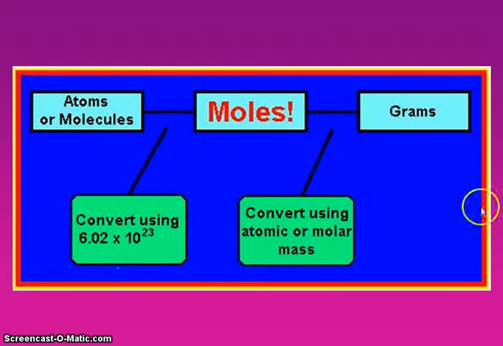So this kind of just sums up all these problems that we're doing. There's only 2 conversion factors. We're either using Avogadro's, that's when you're dealing with atoms or molecules and trying to go to moles, or the reverse. And if you've got moles trying to go to grams or the reverse, then you're going to use the periodic table and get the atomic or molar masses.